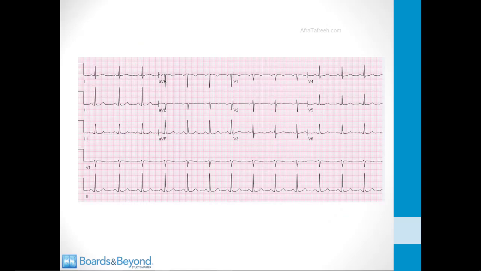So now let's try to use this method to analyze a couple ECGs. I want you to imagine that you're handed this ECG on rounds and your attending asks you to interpret it. How are you going to do that? Well, let's talk about the steps and go through them one at a time.